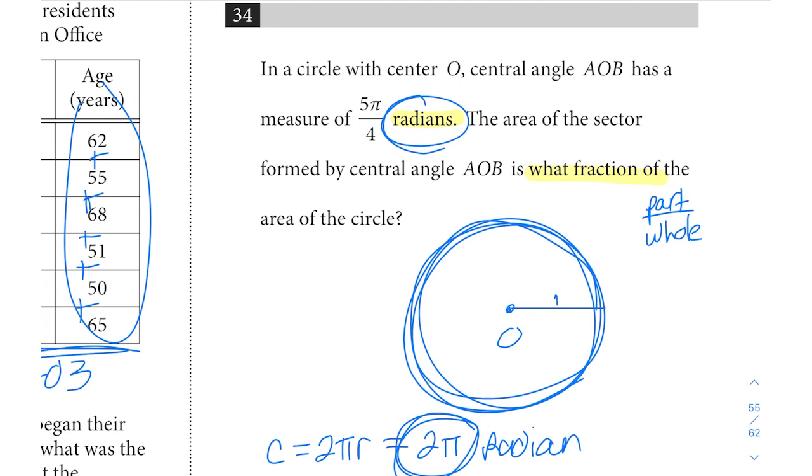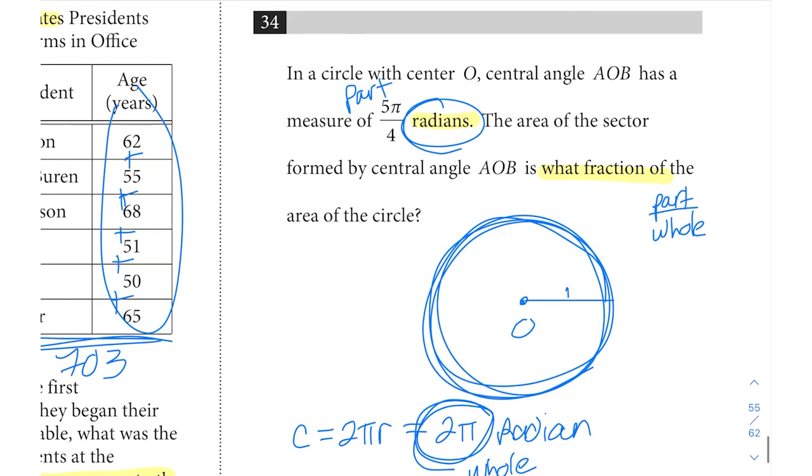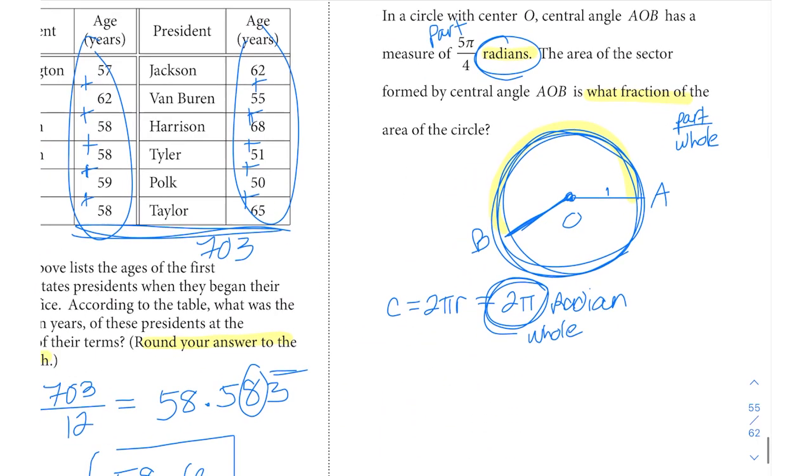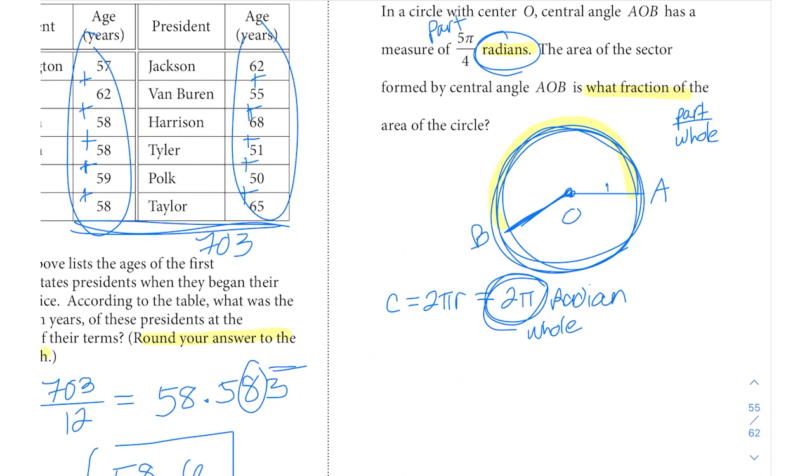Radian is just a measurement of length. It's kind of like degrees are measured out of 360 for a circle. Radian will be measured out of 2 pi. So when they ask you about this fraction, they're really just saying that this is your part, the 5 pi over 4, and this is your whole, the 2 pi. So they want to know what portion of the circle, this angle here from AOB. So they're asking about this particular measure here, what portion of our total.